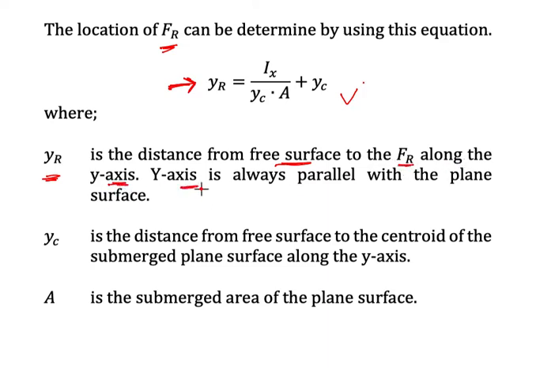The y-axis is always parallel with the plane surface. yc here is the distance from the free surface to the centroid of the submerged plane along the y-axis. Please bear in mind that the y-axis here will always be parallel with the plane surface. And A here is the submerged area of the plane surface.